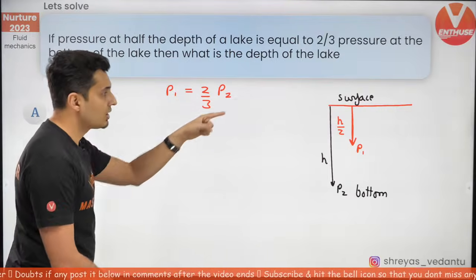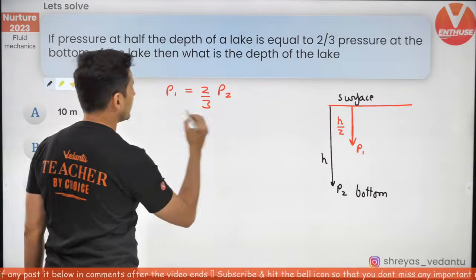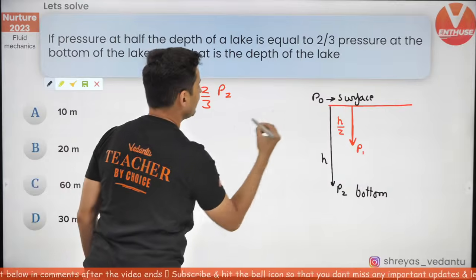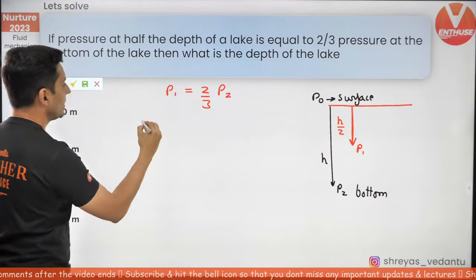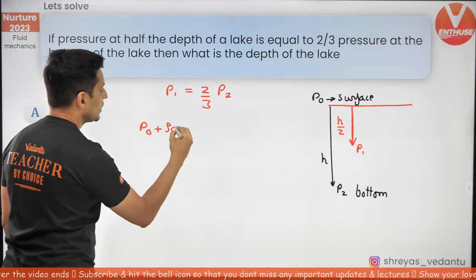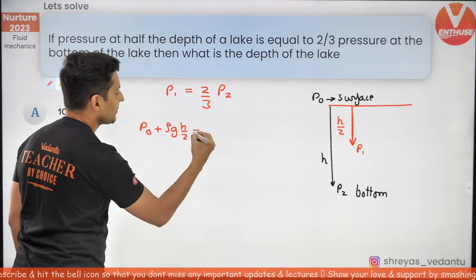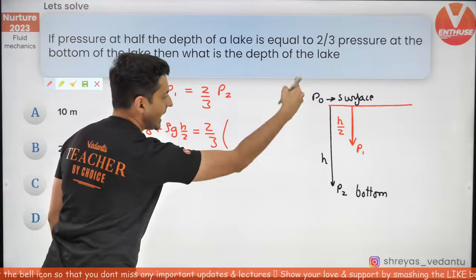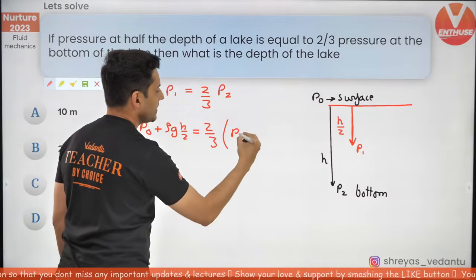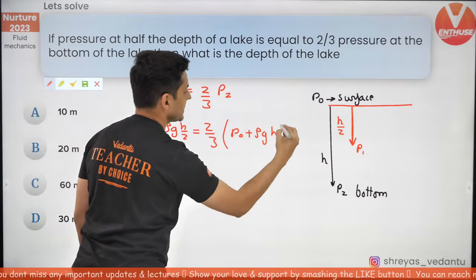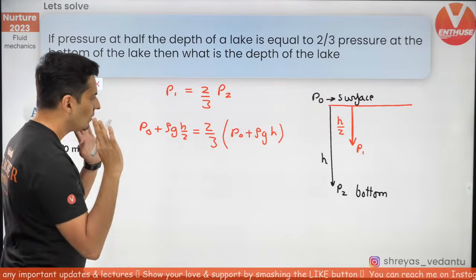Pressure at depth h. So P0 is the pressure over here, right? On the surface. So P1 is nothing but P0 plus rho g, but not h. H is height or the depth, which is h/2. This is 2/3. Pressure at that depth will be again P0 plus rho g just h. Fair enough. What do you do next?